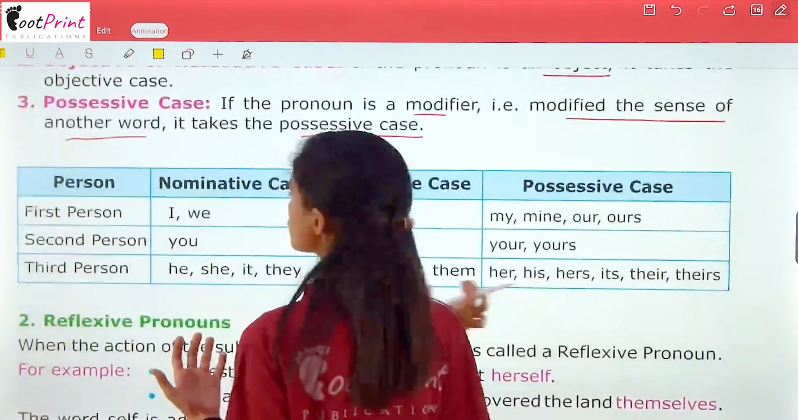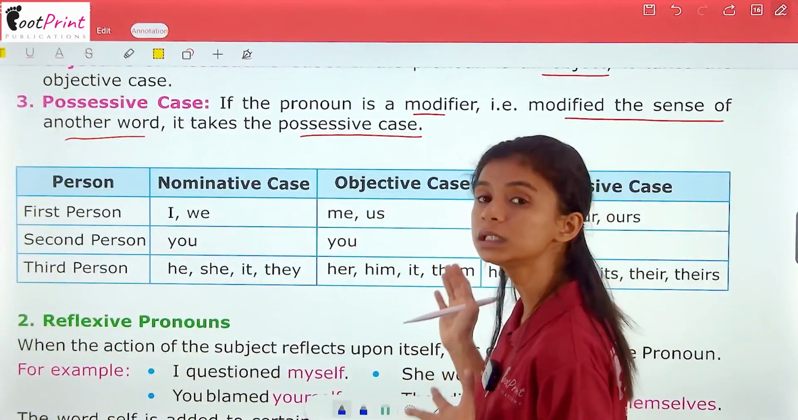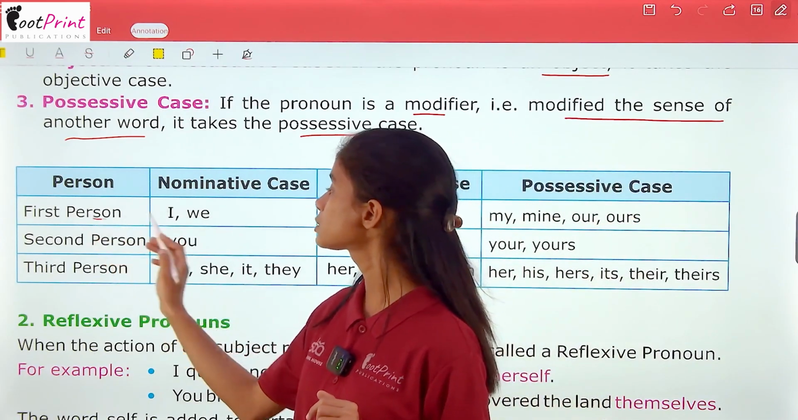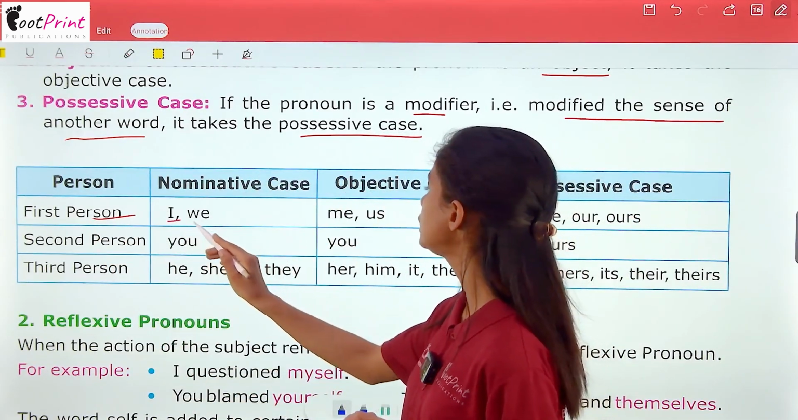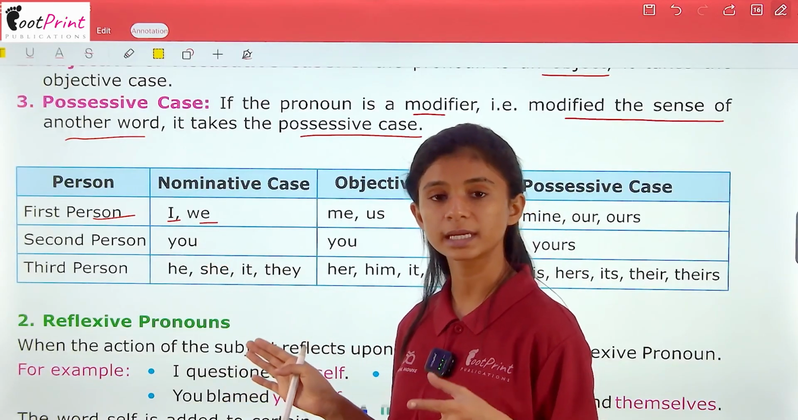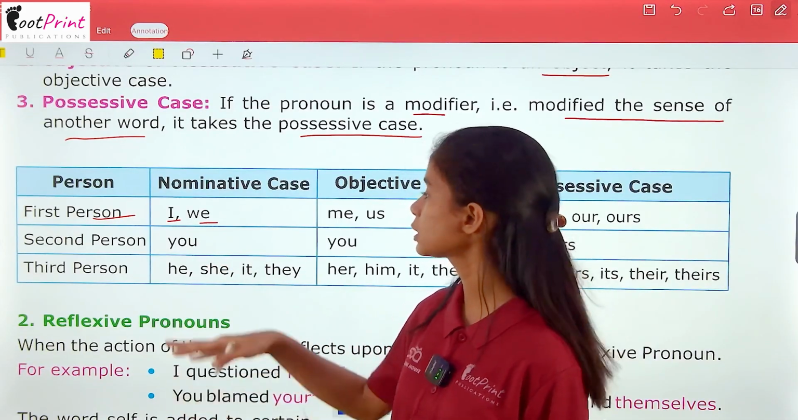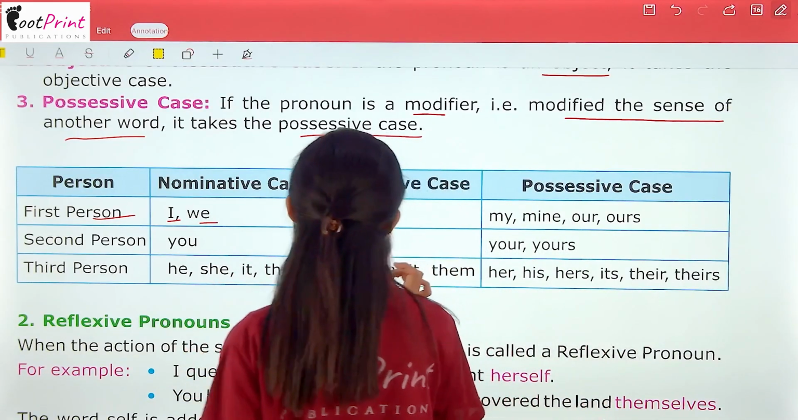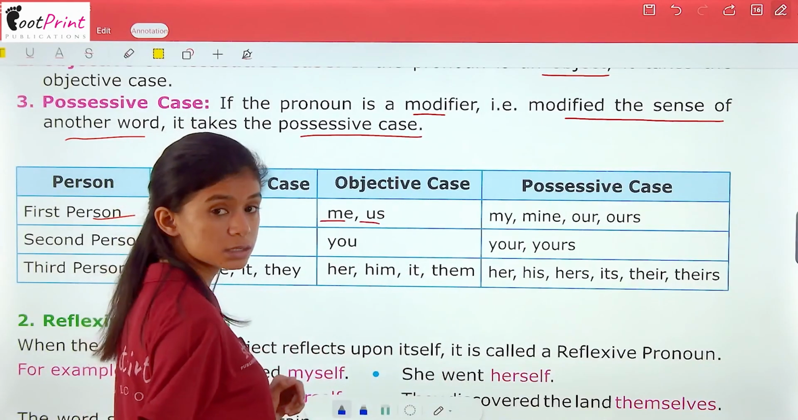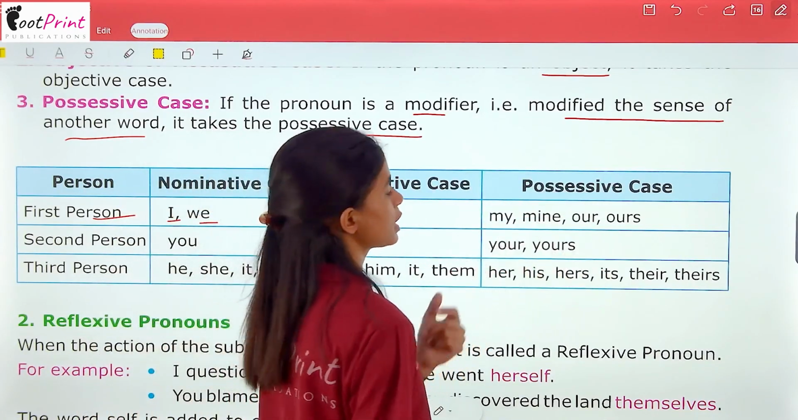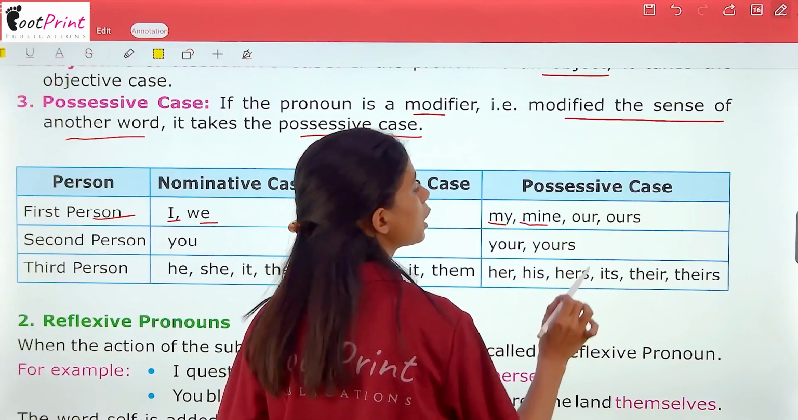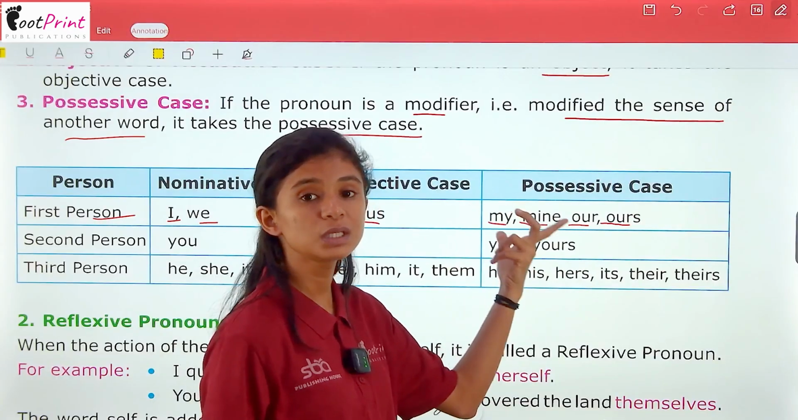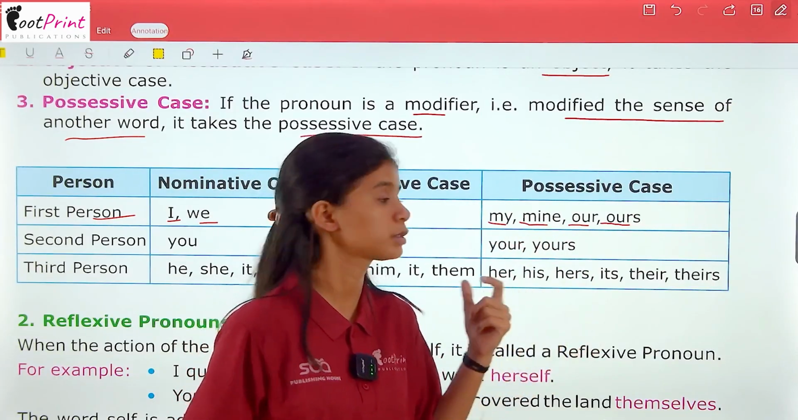A table for this is also given, and we can easily learn and understand these pronouns with its help. First person in nominative case is I and we. Nominative case, that is the subject. When it becomes the subject, I and we will come under the first person category. In objective case we will have me and us, okay? And in possessive case we have my, mine, our and ours, because these words show ownership or possession.